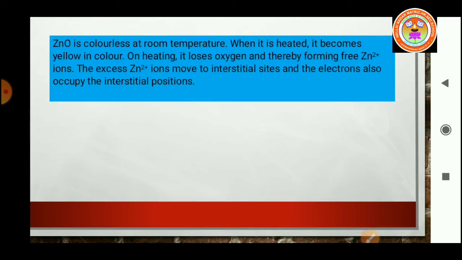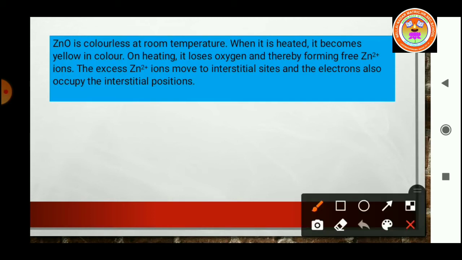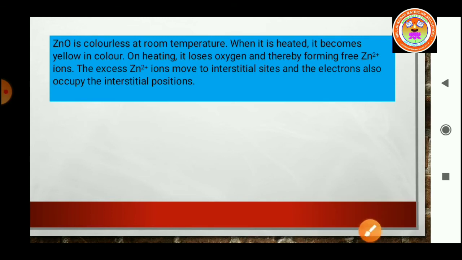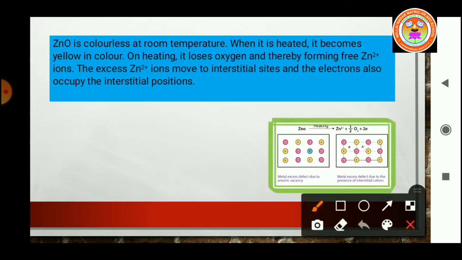The second example of metal excess defect: the metal excess defect arises from extra cation at interstitial sites. What is the second one? Extra cation at interstitial sites. See here, ZnO is normally colorless at room temperature. Now clear? The color of ZnO is colorless. If it is heated, it becomes yellow in color.